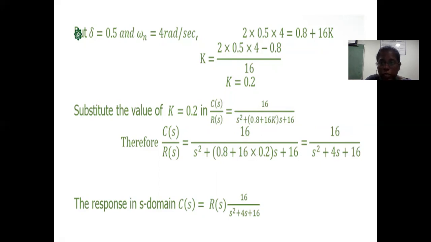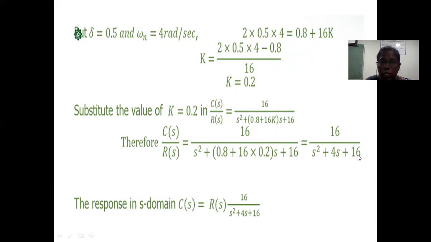So the first step is to find the value of k. How do we find the value of k? Just by comparing the transfer function with the generalized transfer function. Then from that, we can get the value of k. After getting the k value, just substitute back in the transfer function. So after substituting the k value here, we are getting our transfer function as 16 by s square plus 4s plus 16.